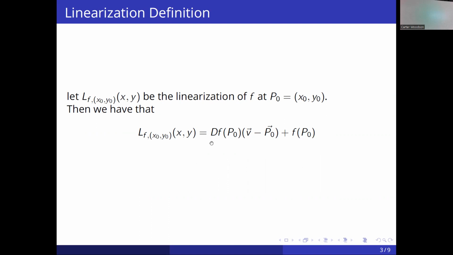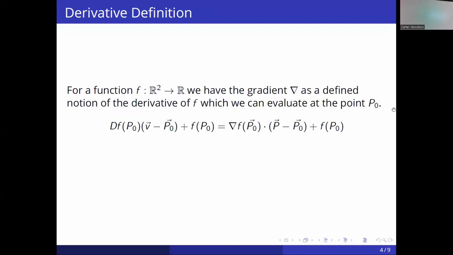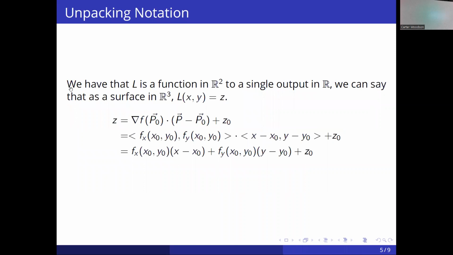First thing we want to look at is this derivative term. So for a function from R2 to R, we have the gradient, or nabla, or del, however you want to call this, as a defined notion of the derivative of f, which we can evaluate at our starting point p0. So then for our term D, the derivative of f, we're going to just replace that directly with del, or nabla, the gradient of f at p0. All right, and then we just want to unpack this notation a little bit further.